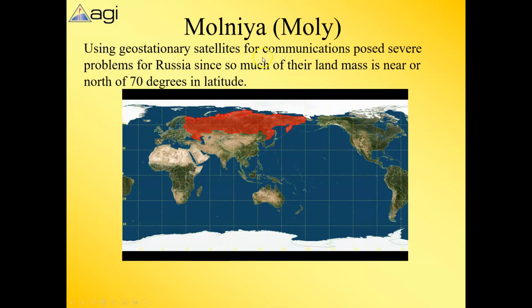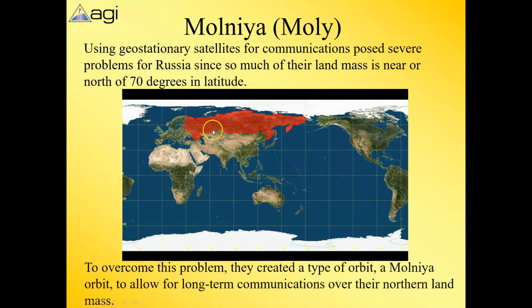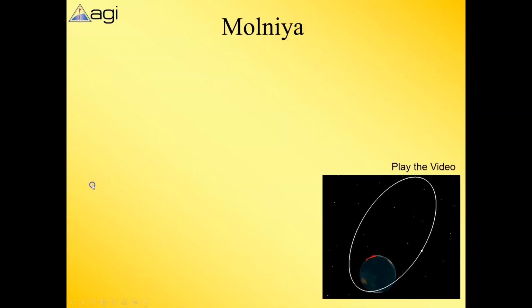Another type of orbit is a Molniya, and this was used for communications where there were parts of the globe that had a pretty high inclination. So here you can see that most of Russia is north of 70 degrees latitude. So how would you actually be able to take advantage of satellites orbiting the planet when you're located that far above the equator? And so they created this orbit called the Molniya that would kind of help with those long-term communications over northern land masses.